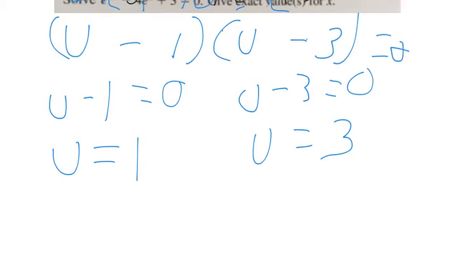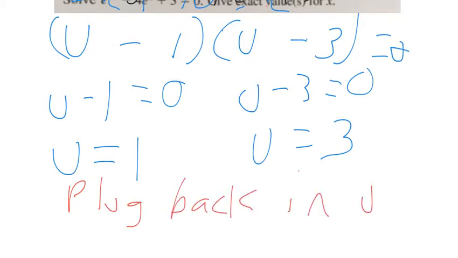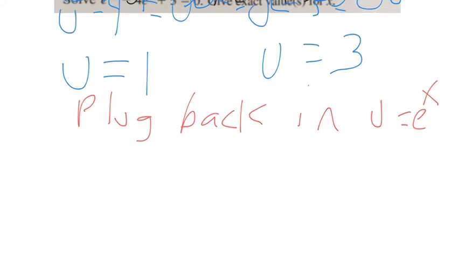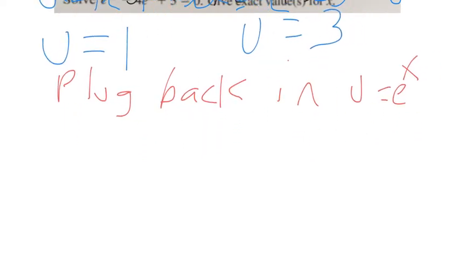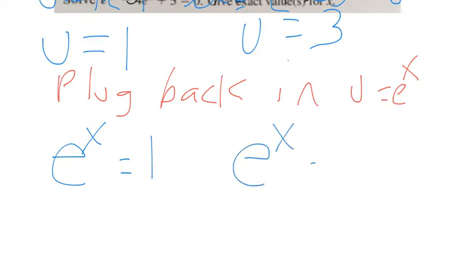However, keep in mind the problem wasn't asking us for values of u. It's asking us for values of x. So we have to plug back in u equals e to the power of x. So we have to plug those back in. Instead of u equals 1, we'd have e to the power of x equals 1. And then e to the power of x is equal to 3.